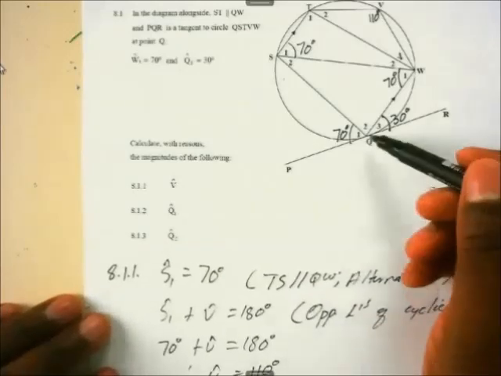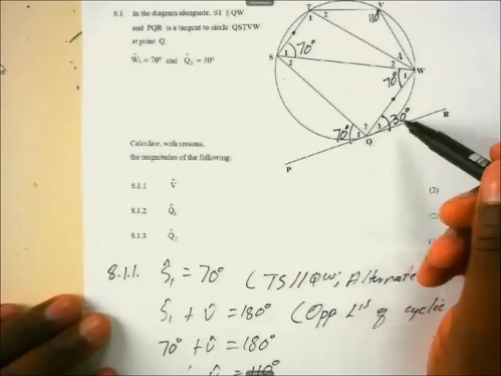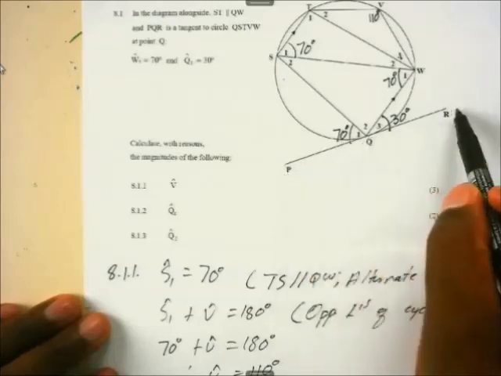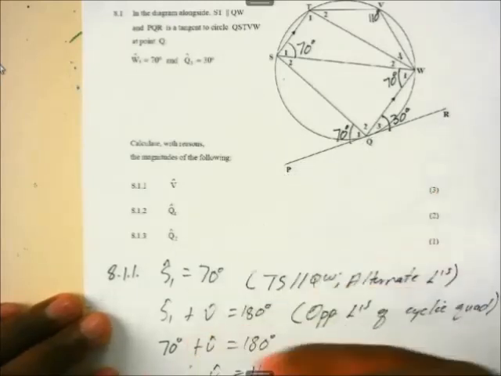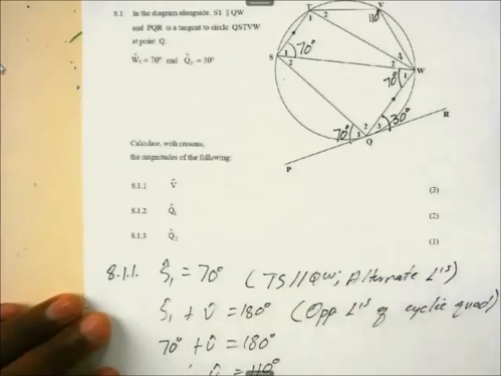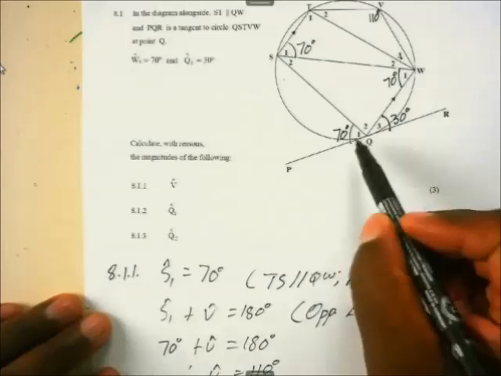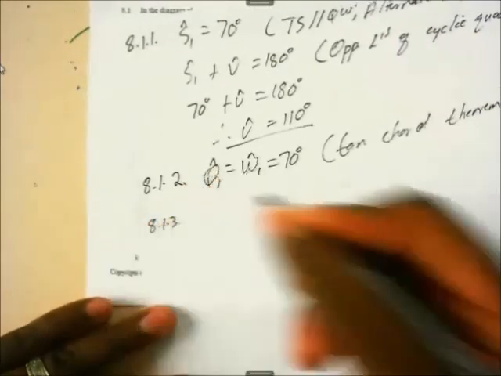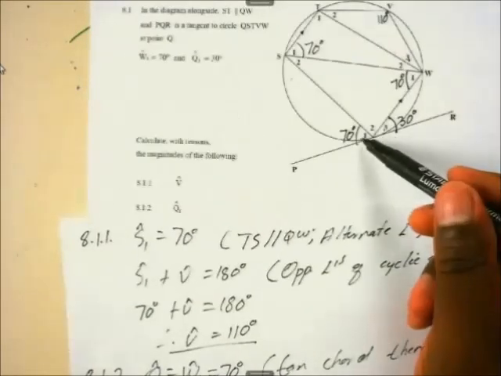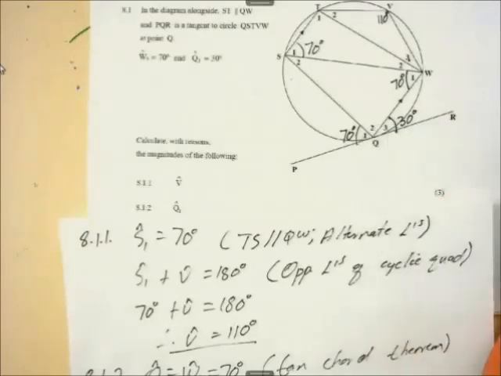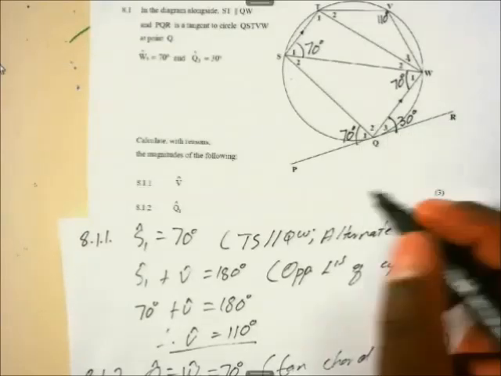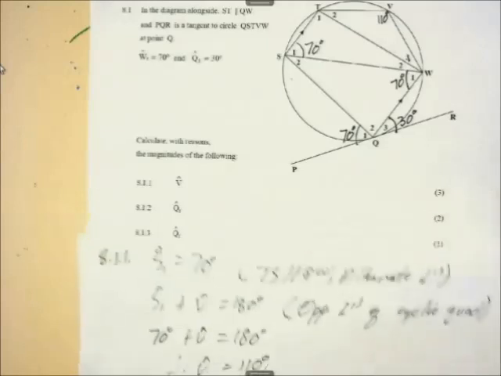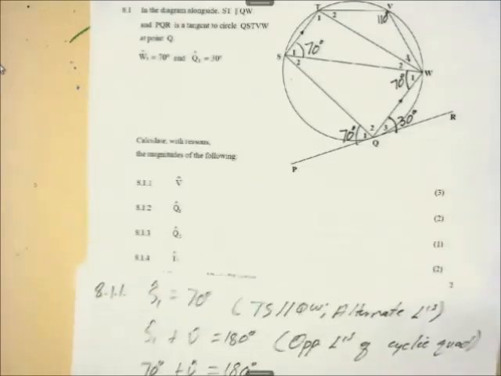8.1.3, we are required to calculate Q2. Remember, PQR is a tangent. A tangent is a straight line that touches the circle at one point only. So let's calculate Q2. If you look at the diagram, angle Q1 plus Q2 plus Q3 give us 180 degrees because PQR is a straight line.